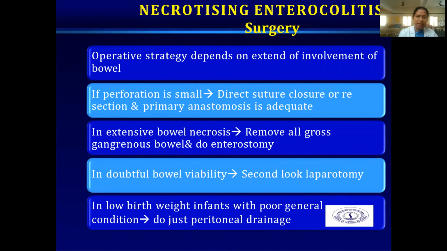perforation, if it is less, direct suturing and primary anastomosis. In extensive bowel necrosis, do enterostomy and remove all gross gangrenous bowel. In doubtful bowel viability, second look laparotomy. And in low birth weight infants with poor general condition, peritoneal drainage.